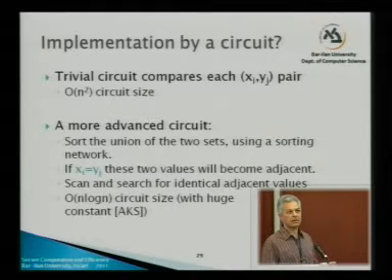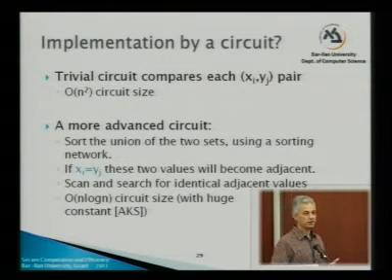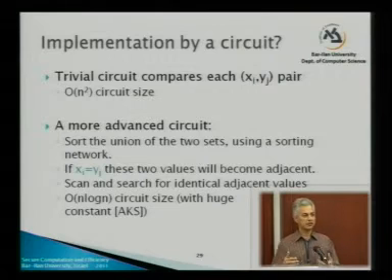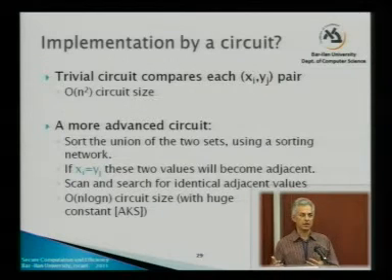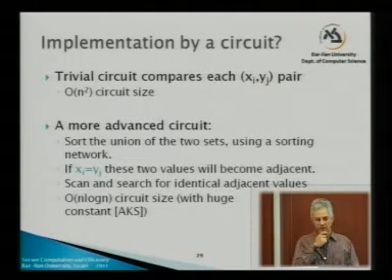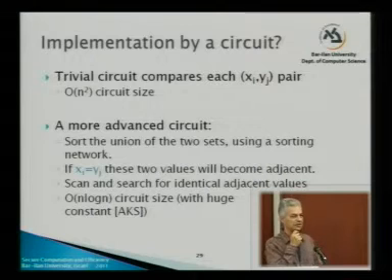So at first, let's look at trying to implement this using a circuit. The trivial circuit will take all pairs of values and compare them, but then the circuit will be of size n squared. And if n is 1,000,000, that's quite a lot. A more advanced circuit could do something which is a bit smarter.